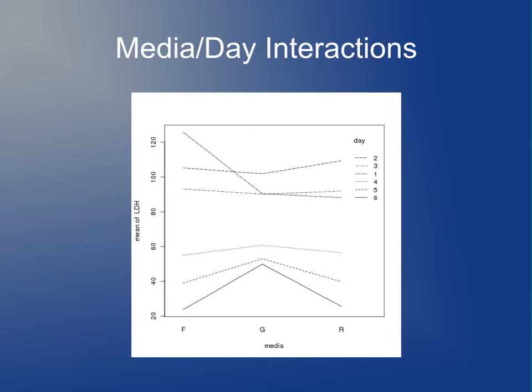Finally, the media by day interactions. The main place where they seem to be non-parallel is for media G, days 5 and 6. It looks like for media F and G, the LDH levels tend to decrease over time, but for media G, the LDH level doesn't decrease quite as much at days 5 and 6 as we would expect based on the pattern in the other groups.